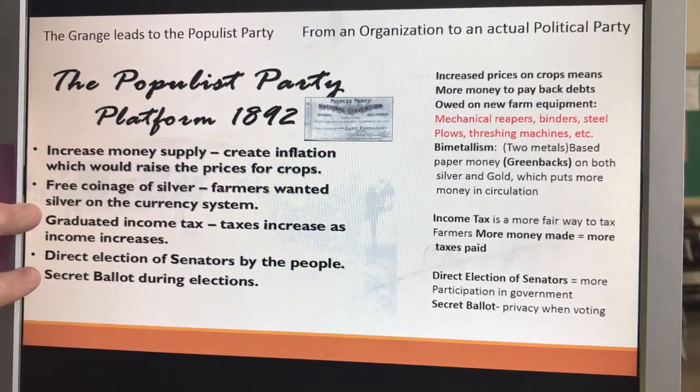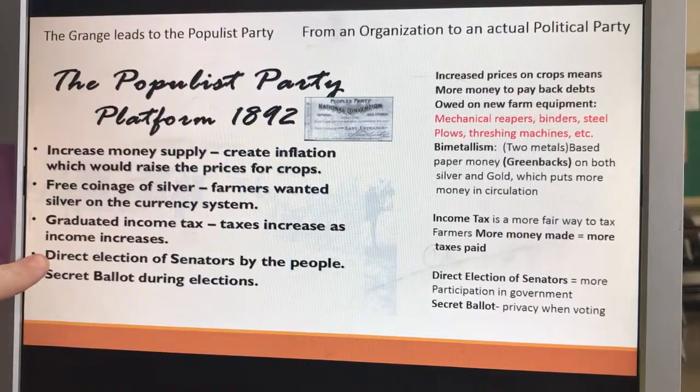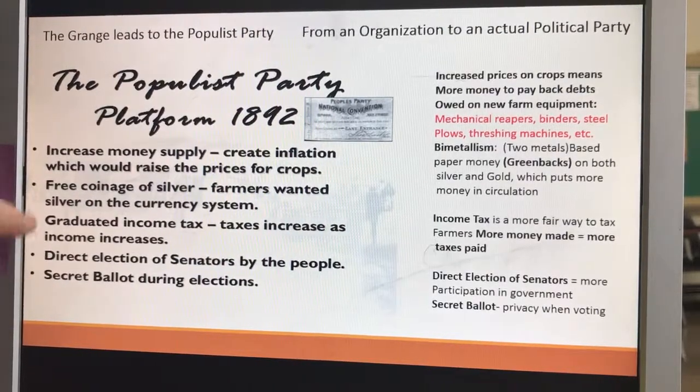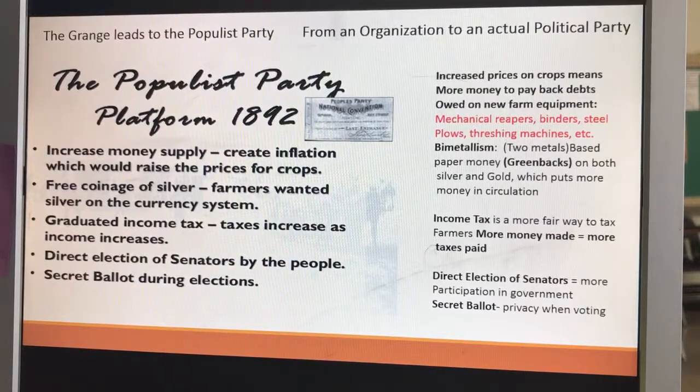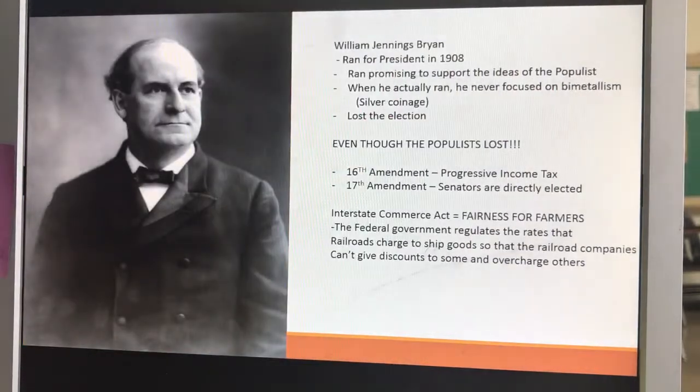They did get the graduated income tax. They did get the direct election of senators. They did get secret ballot. However, they didn't get these two things. They did not get money. Okay, they didn't get the increase in money supply that they wanted. The man's name who ran for the Populist Party, his name was William Jennings Bryan. This is him.